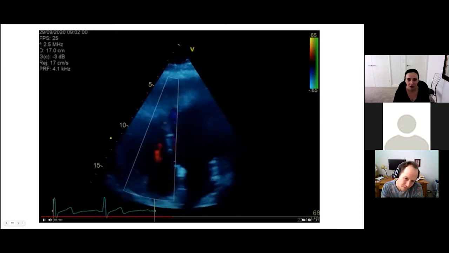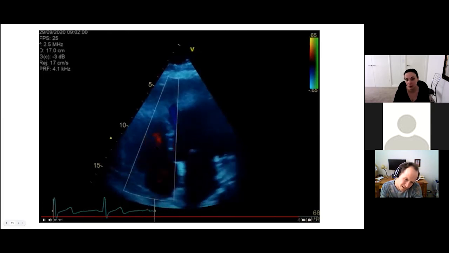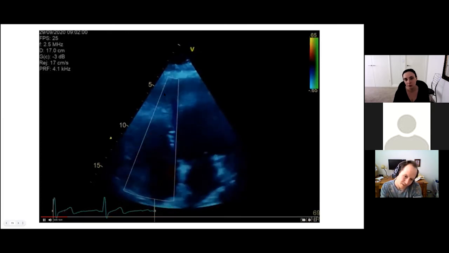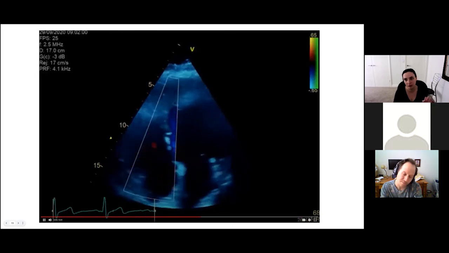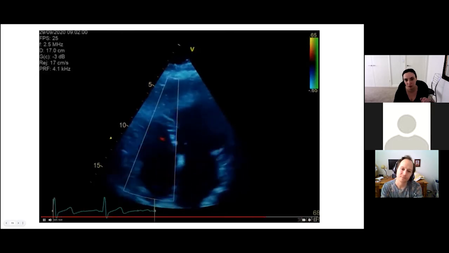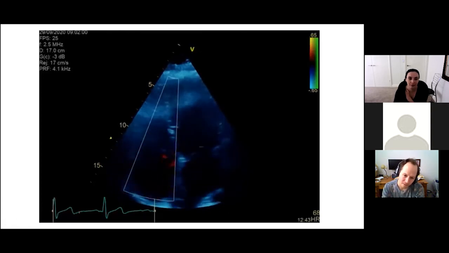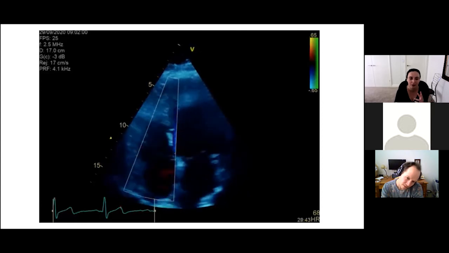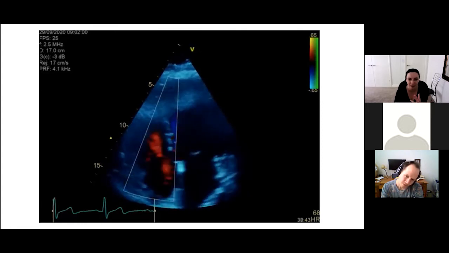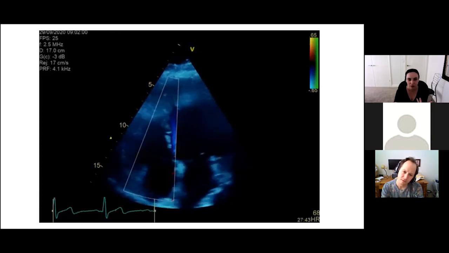Yeah. And this actually raises a good point in that VSDs can contaminate your TR jet, because if you put a Doppler through there, you're actually going to be getting a bit of your VSD jet, not just the pure tricuspid regurg. Yeah. Get your TR pressure. Okay. So maybe there's something there. I can't quite see a VSD on this though. So let's have a better look.